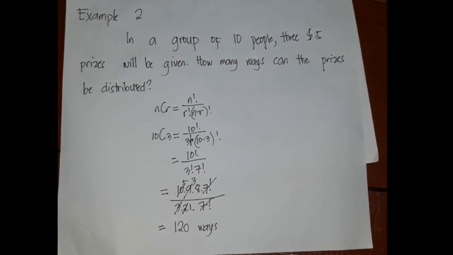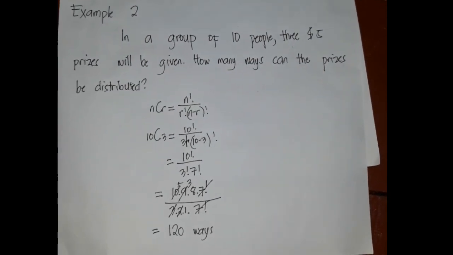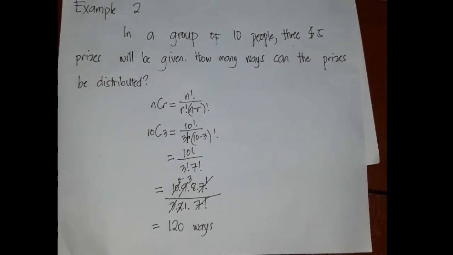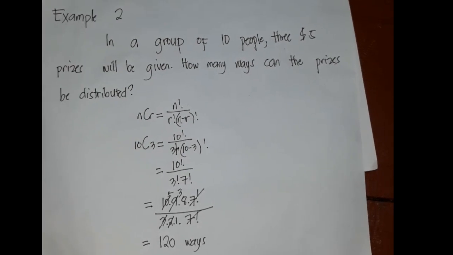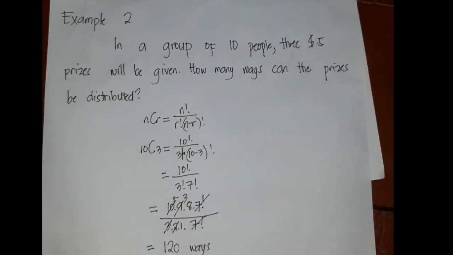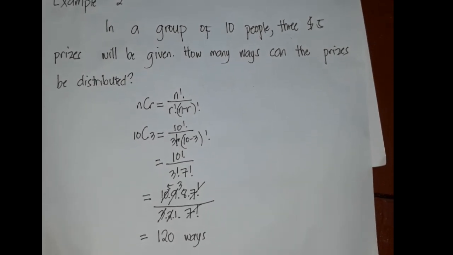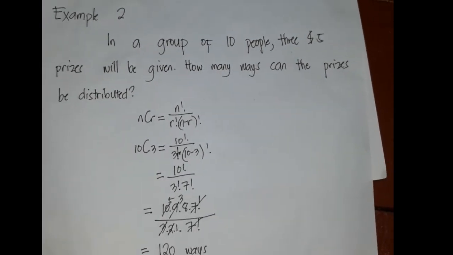Example number 2. In a group of 10 people, 3 $5 prizes will be given. How many ways can the prizes be distributed? So, nCr equals n factorial over r factorial times (n minus r) factorial. So, 10C3 equals 10 factorial over 3 factorial times (10 minus 3) factorial, equals 10 factorial over 3 factorial and 7 factorial. So, 10 factorial is 10 times 9 times 8 times 7 factorial over 3 factorial times 7 factorial. So, eliminate. Then, what is left is 5 times 3 times 8 equals 120.